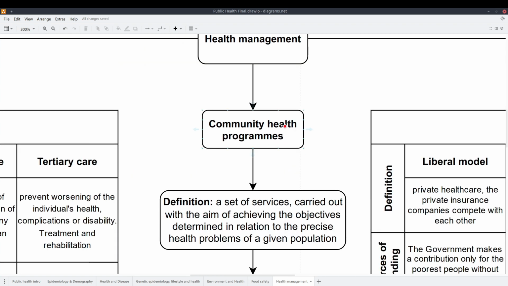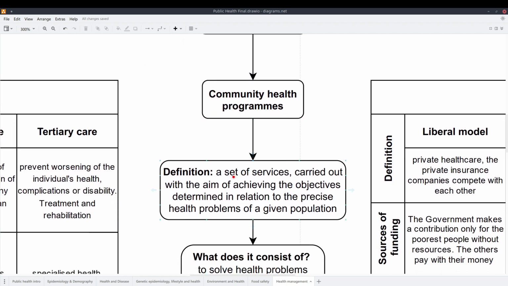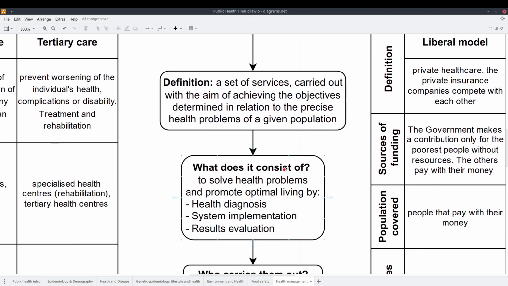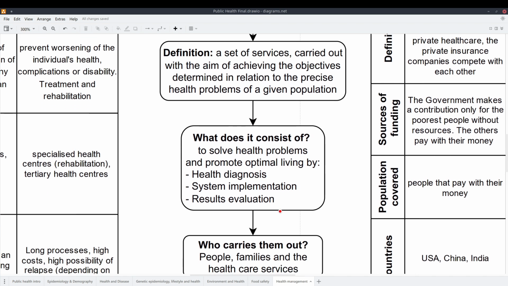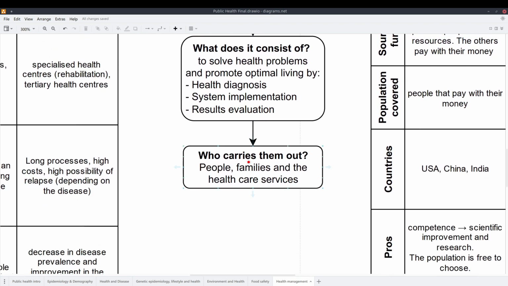Moving on, we have the community health programs. These are a set of services carried out with the aim of achieving the objectives determined in relation to the precise health problems of a given population. What does it consist of? This is basically to solve health problems and promote optimal living through the health diagnosis, the system implementation, and the results evaluation. Who carries them out? People, families, and also the healthcare services.